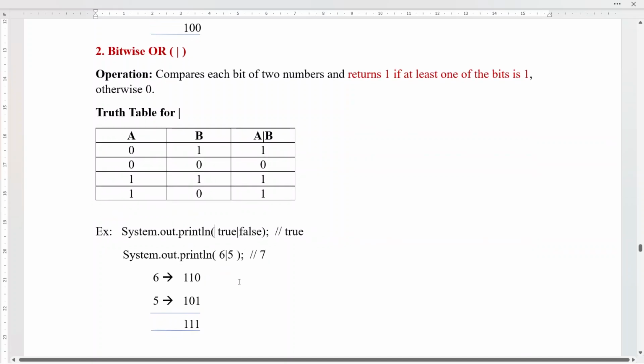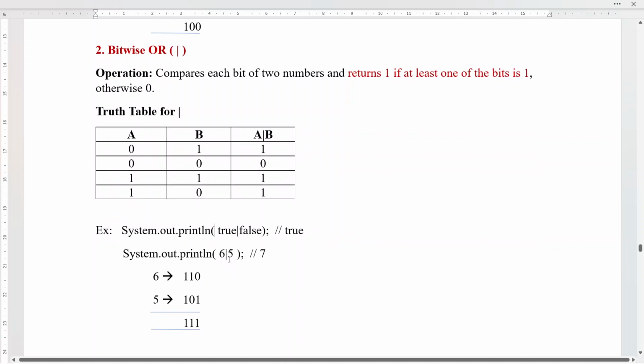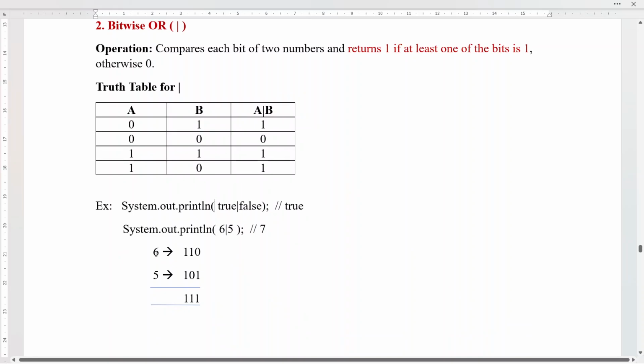Let's see what is the value of 6 or 5. Let's find. The binary representation of 6 is 110 and the binary representation of 5 is 101. So we have to find the OR operation between each and every bit of the corresponding numbers. So 0 or 1 is 1, 1 or 0 is 1, 1 or 1 is also 1. So the decimal representation of 111 is 7. So it outputs 7.